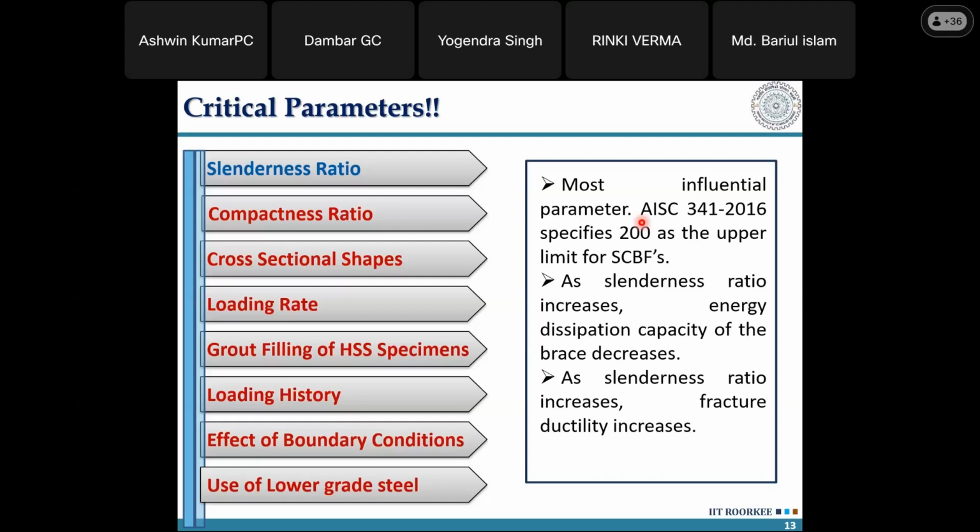Now, in Indian code, there is no lower limit. In American code, there is no lower limit. But in British code or Euro code, there is a lower limit also given for the braces. Why is that given there?